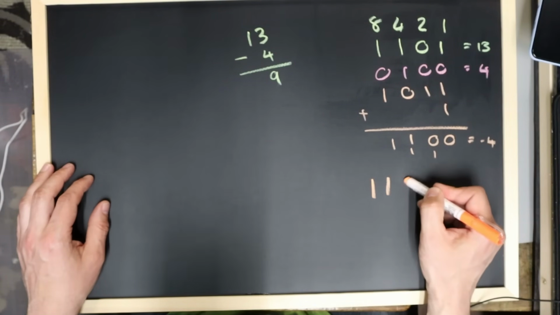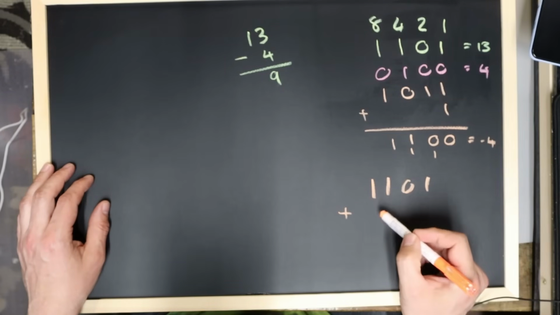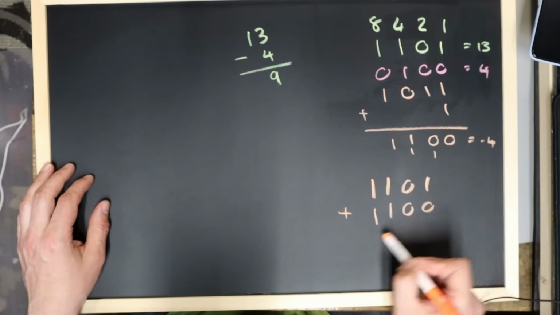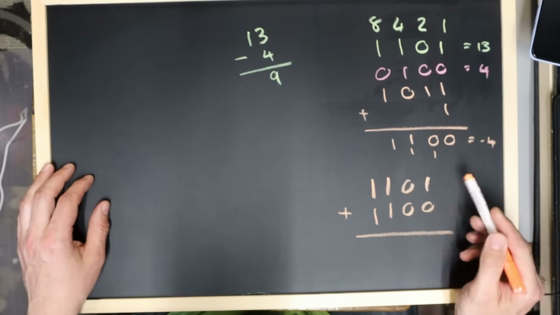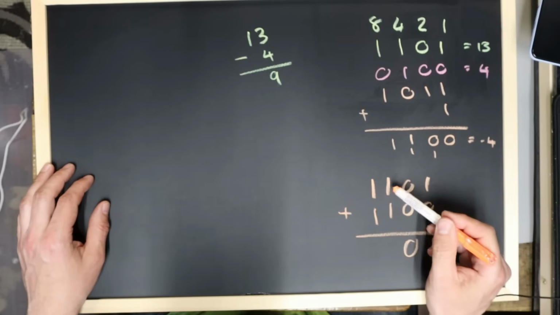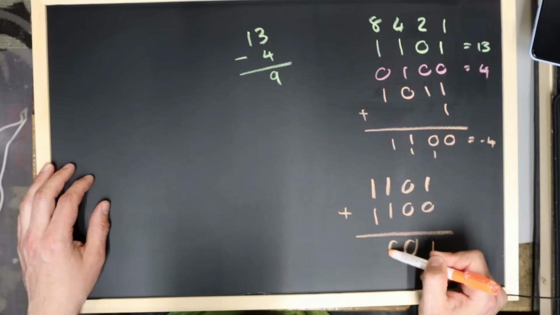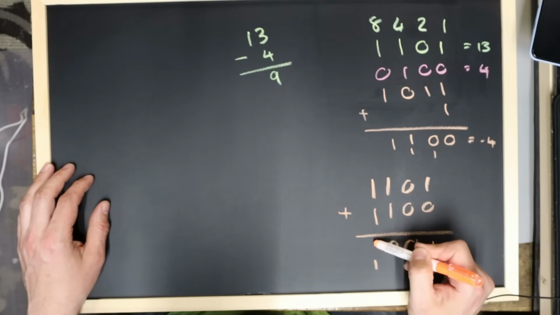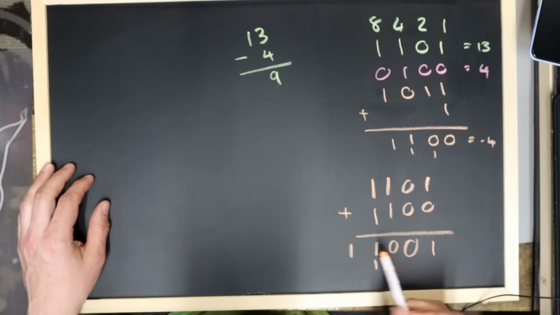So 1, 1, 0, 1, plus 1, 1, 0, 0. 1 add nothing is 1. Nothing add nothing is nothing. 1 and 1 is 2. 1 and 1 and 1 is 3. And we lose the bit.